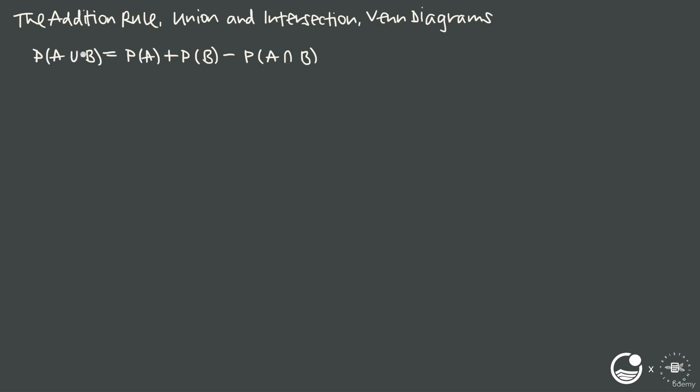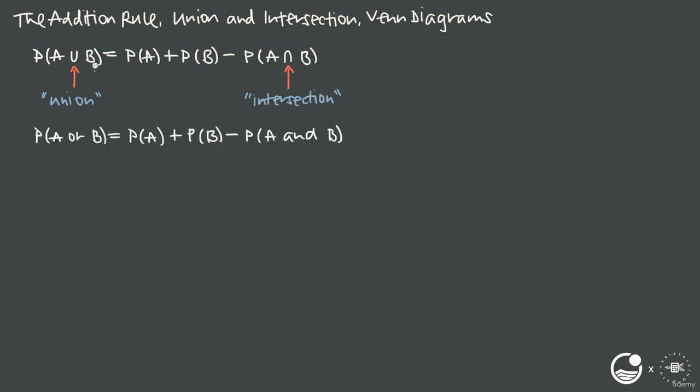This symbol, the U, we call union, and this symbol we call intersection. So this is union, this is intersection. Union we can think of as or, intersection we can think of as and. So another way to write this formula is this way, where we replace the union symbol with or, and we replace the intersection symbol with and. Otherwise, these formulas are identical. We've just written the union and intersection symbols differently. Here we've used these symbols. Here we've used the words or and. But the formulas mean exactly the same thing.